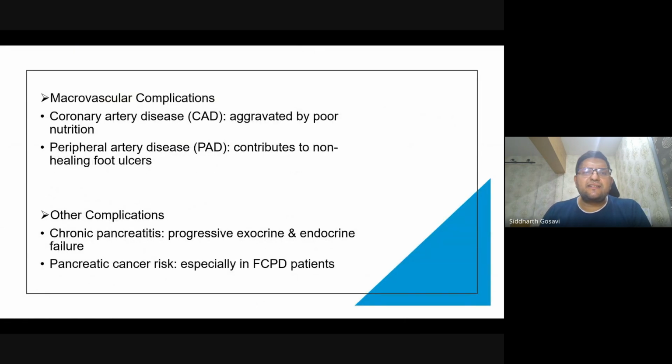Macrovascular complications include coronary artery disease, which can lead to myocardial infarction as well, especially in poor glycemic control. It is aggravated in poor nutrition. Peripheral artery disease contributes to non-healing foot ulcers. Other complications include chronic pancreatitis, and progressive exocrine and endocrine failure. Pancreatic cancer risk also is high in fibrocalculous pancreatic diabetes patients.